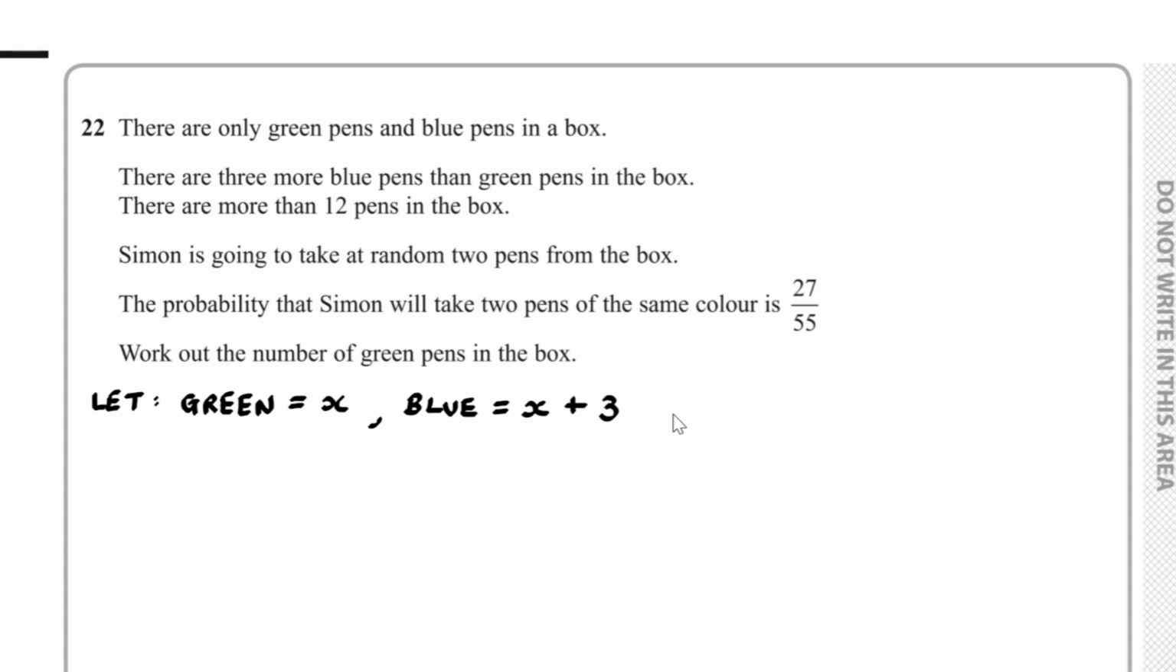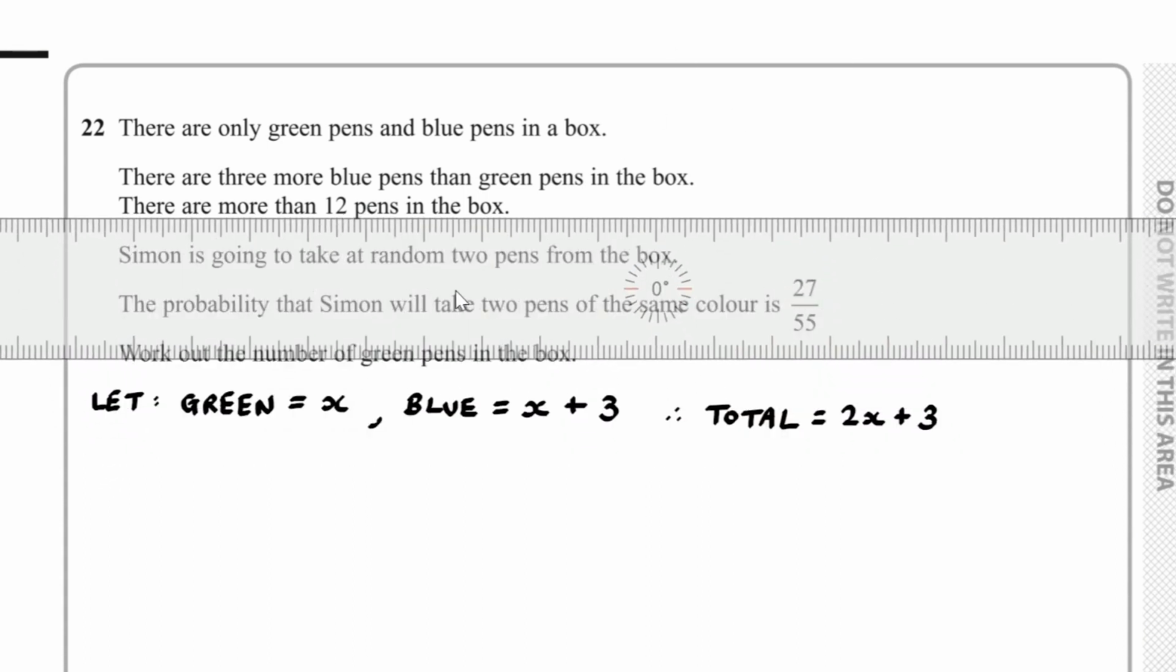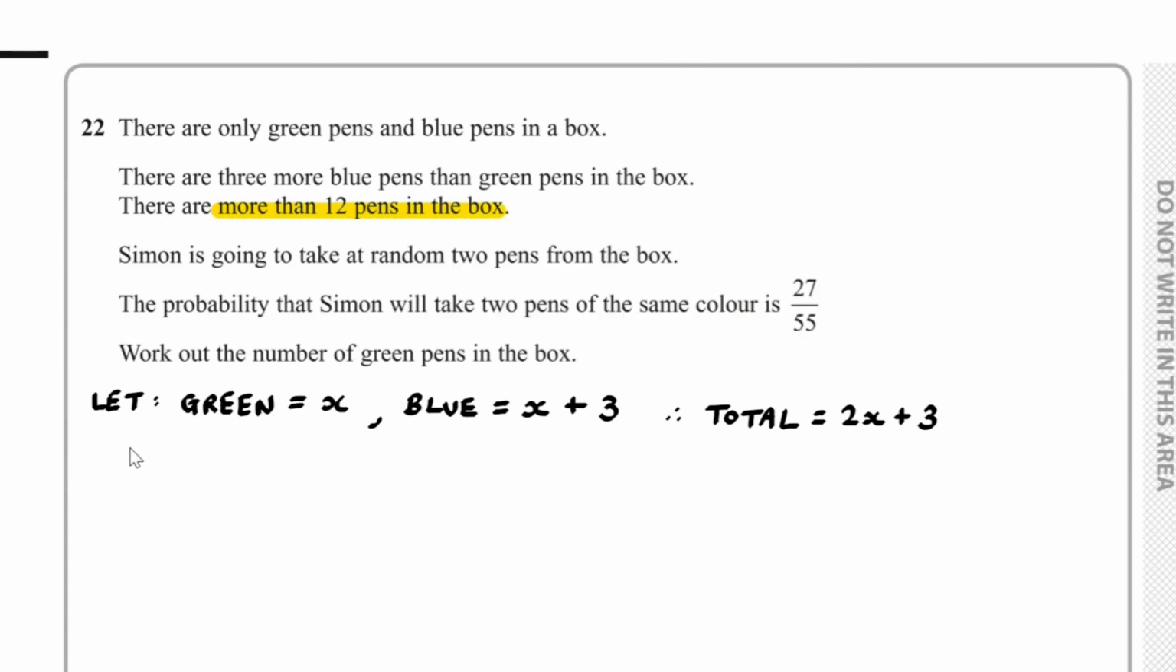And what we can therefore conclude then is the total number of pens will be 2x plus 3. And we know that there are more than 12 pens in the box. So using this statement, there are more than 12 pens in the box, we can say from here then that 2x plus 3 is greater than 12.